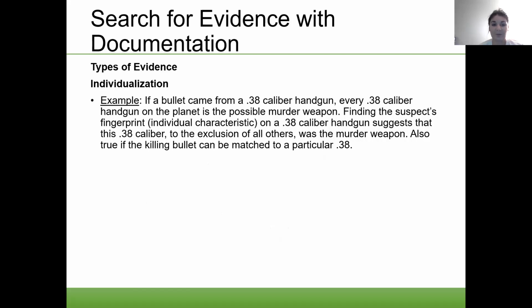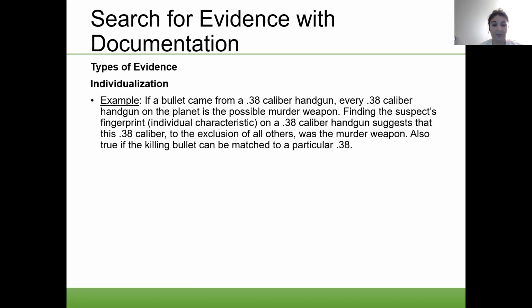So finding the suspect's fingerprint, which is an individual characteristic, no one else has the same fingerprint, on a .38 caliber handgun suggests that this .38 caliber, to the exclusion of all others, so if you tested all the other .38 caliber handguns there are, this handgun suggests that it is the suspect's gun because it has the fingerprint on it. It was the murder weapon.